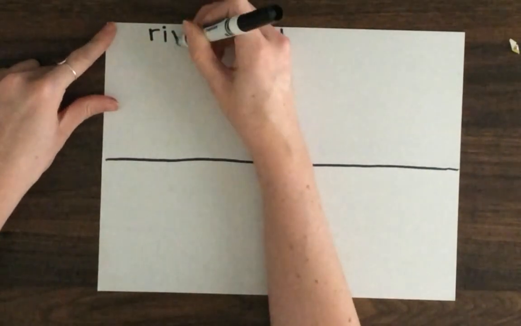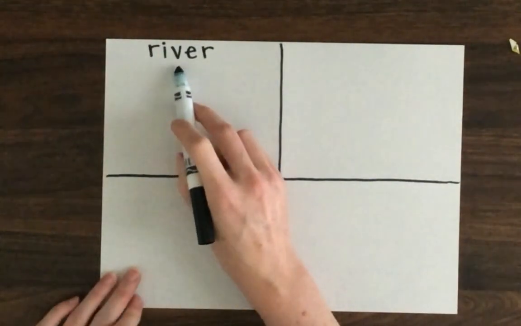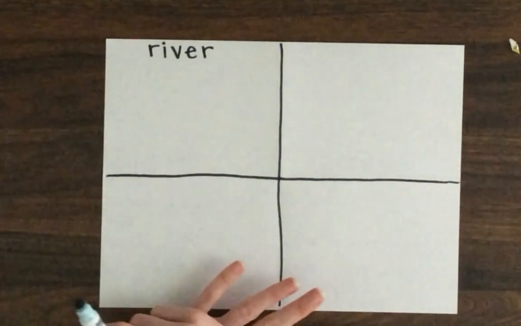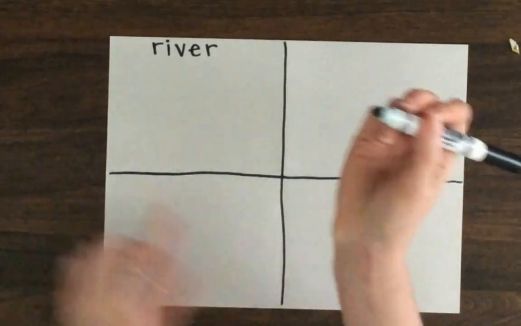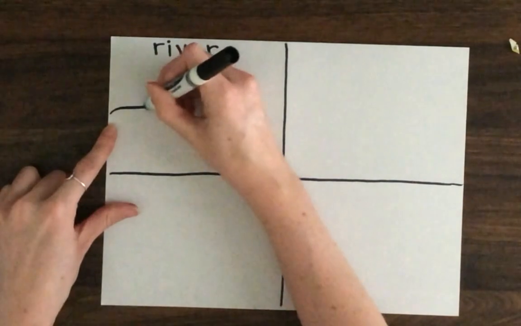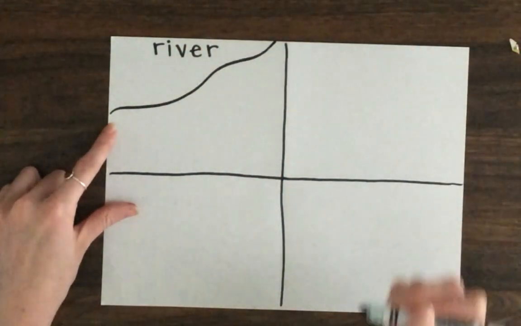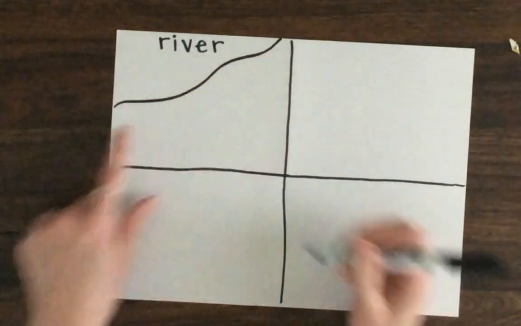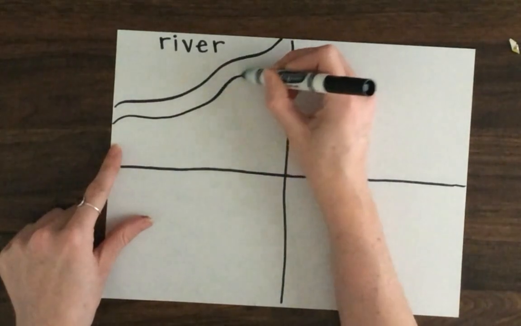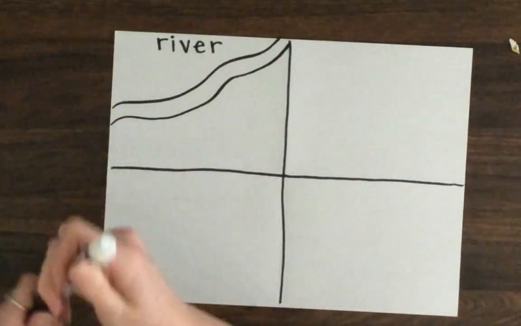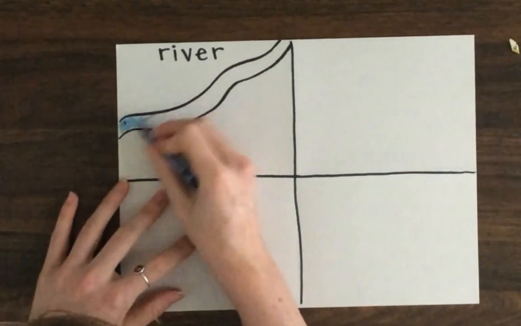Now I'm writing river. R-I-V-E-R. And rivers are long and skinny, so I'm going to start at one side and draw kind of a curvy line through this box, and I'm going to just go down a little bit and draw that same line again. I can color in my river with a blue color.